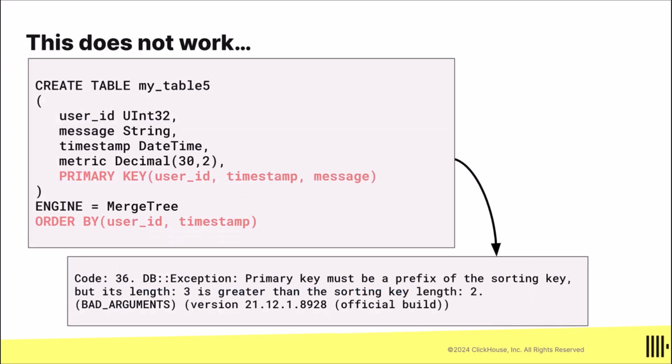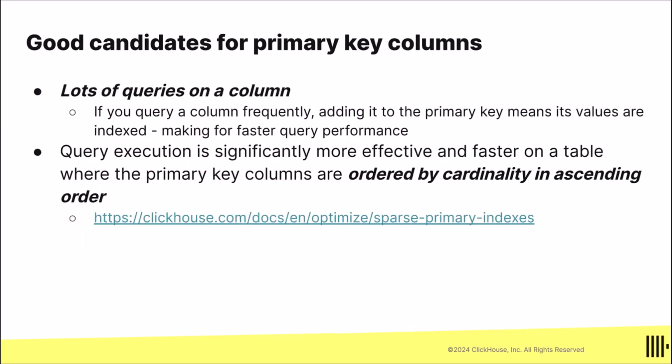Now, this doesn't make sense. In this example, the primary key is user ID, timestamp, message. And I thought, let's sort by user ID and timestamp. Well, that doesn't make sense. If the primary key is those 3 columns, at a minimum, ClickHouse has to sort the data by those 3 columns. So your order by here doesn't make sense. The primary key has to be a prefix of the sorting key. All right, good to know.